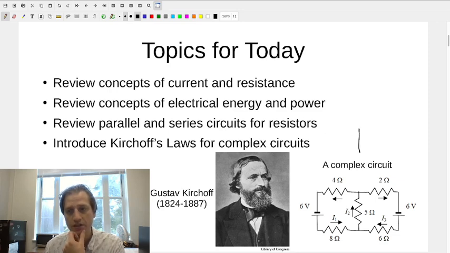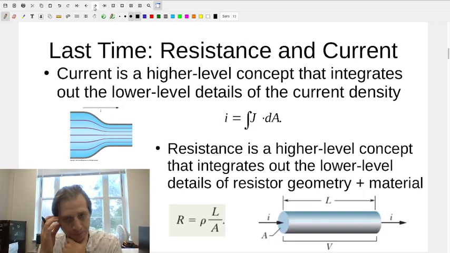So this is a type of circuit that we would not have been comfortable analyzing previously, and with the help of the rules of Mr. Gustav Kirchhoff, we're going to be able to make some headway on them. So just as a couple of points to hit at the beginning of this.